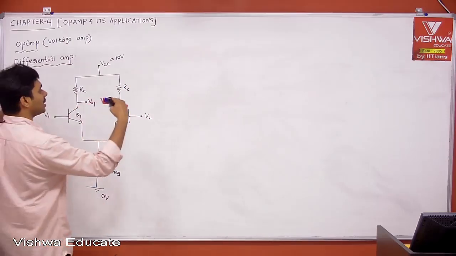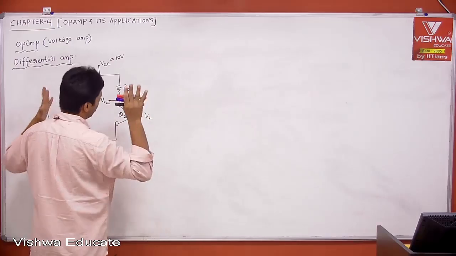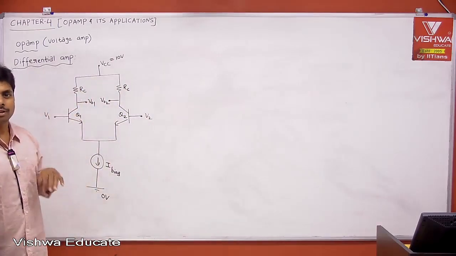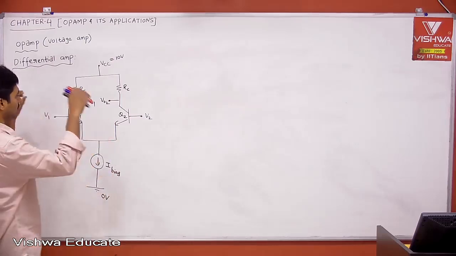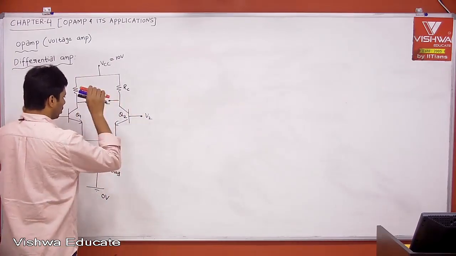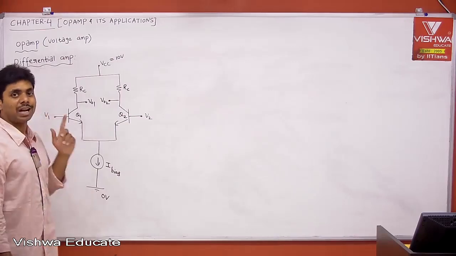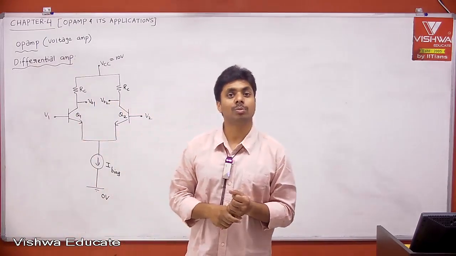If you apply AC signals in the same way, where V1 is equal to V2, it will not amplify. That will be treated as a common mode signal. For example, noise: the same noise is there at both V1 and V2. Then that should be rejected. We don't want to amplify the noise signal. The common mode signal should be rejected.